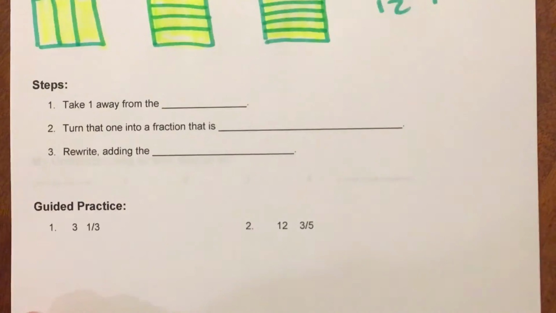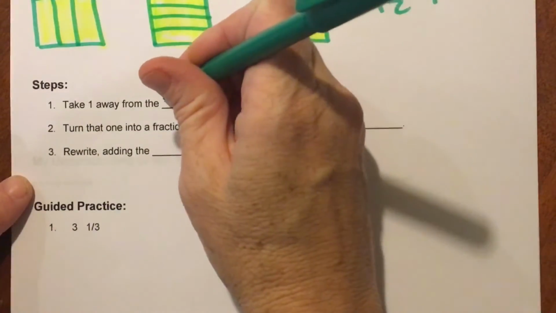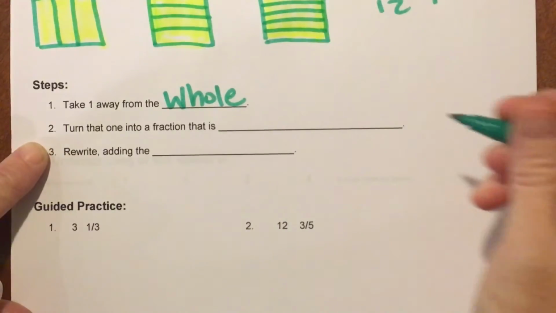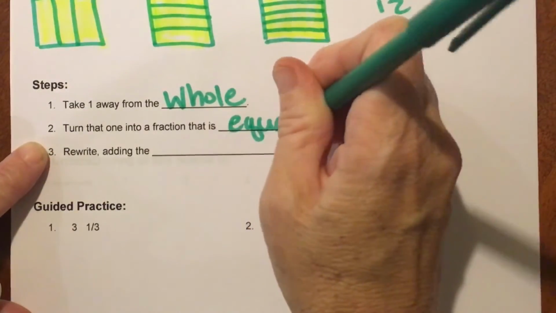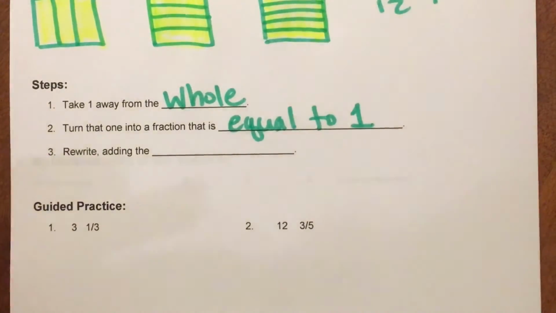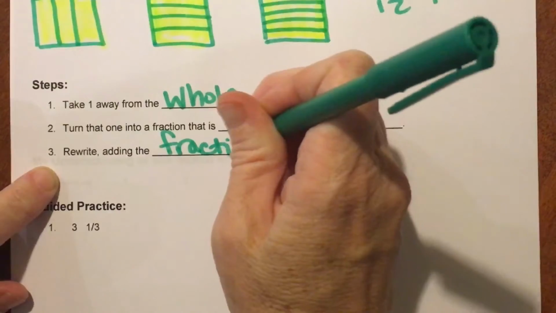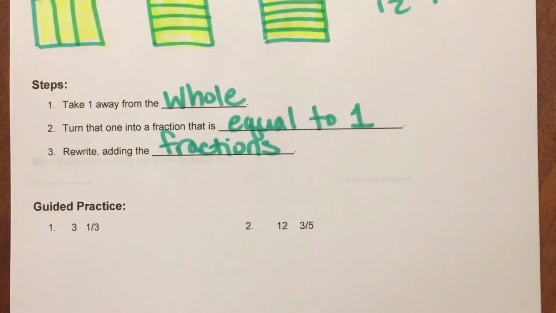So our steps today are pretty short. We're going to take 1 away from the whole. We're going to turn that 1 into a fraction that is equal to 1. And then we're going to rewrite, adding the fractions. So this again is not really a lesson, it's just learning a little skill that's going to help us when we get to a problem. Let me show you what this means.